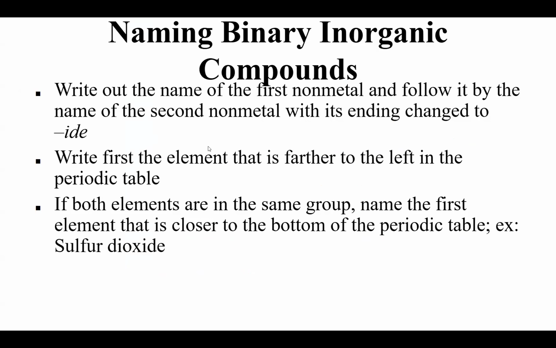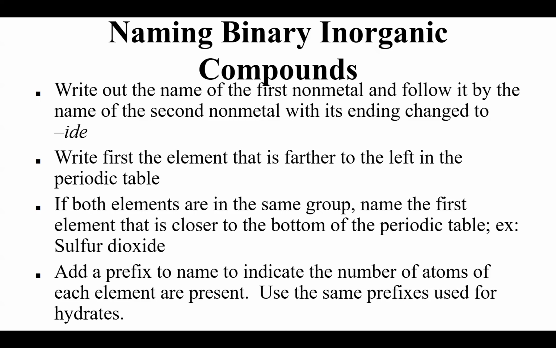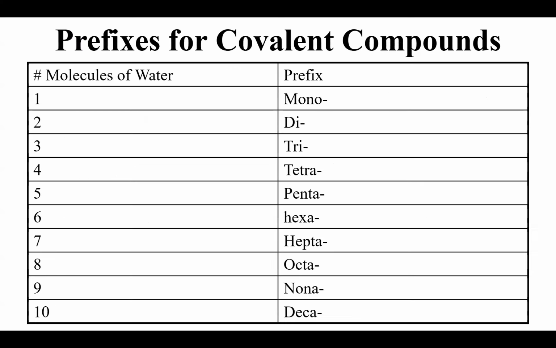If both the elements are in the same group, though, in the same family vertically, you're going to name first the element that's closer to the bottom of the periodic table, like sulfur dioxide. Sulfur and oxygen are in the same group. So sulfur is closer to the bottom, so it's going to come first. Now, you'll add a prefix to the name to indicate the number of atoms of each element that are present. And you'll use the same prefixes that are used for hydrates, which are these.